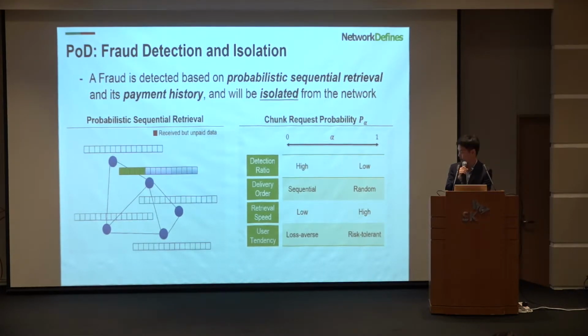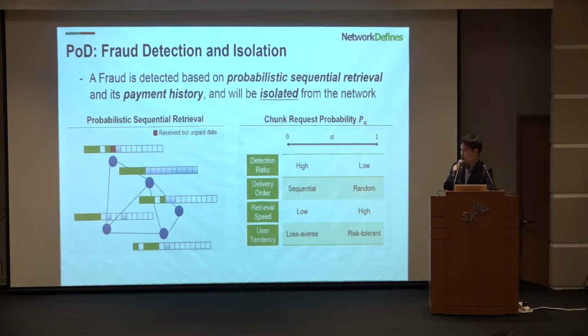This graph shows that each peer is sending and receiving data from each other. And if the peer on top of the figure does not provide any compensation, then the red box shows the data which is not compensated. Then the other peers will recognize that the top peer is a fraud or likely a fraud. Then the other peers will not provide any data to that red peer. So the red peer is eventually isolated from the network.